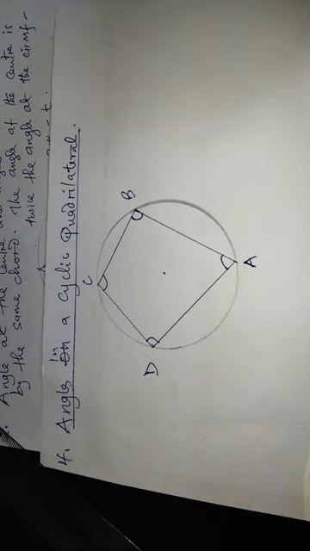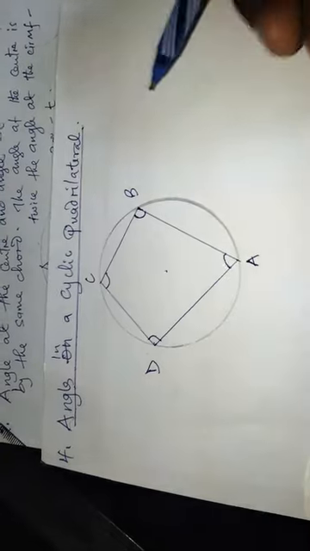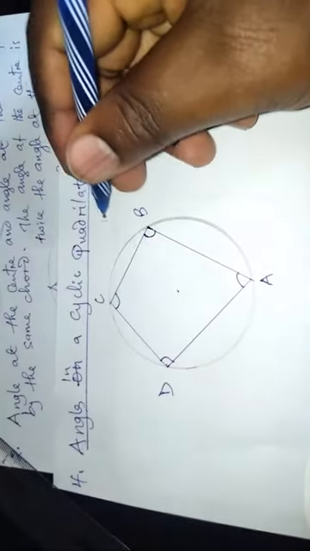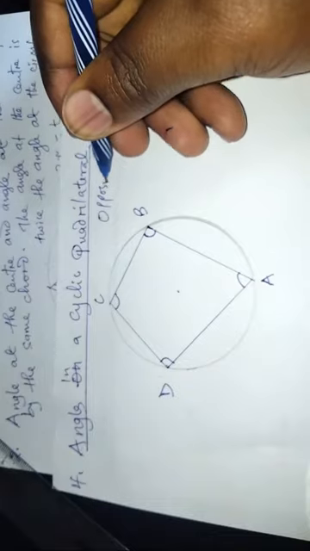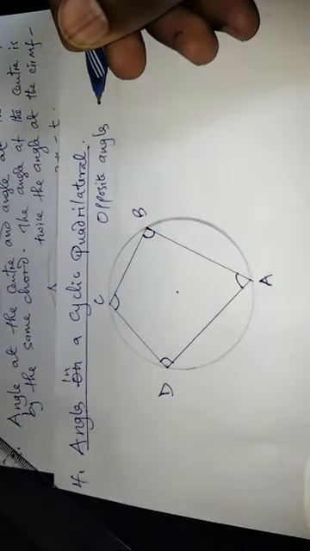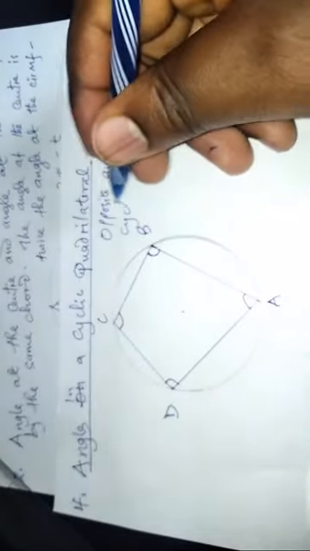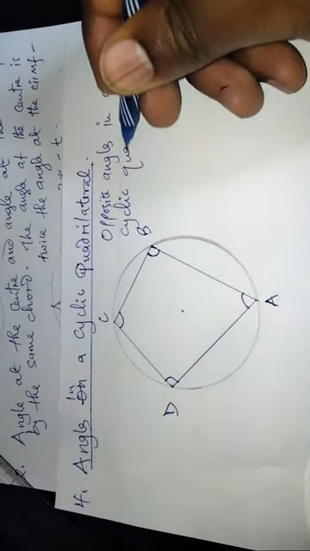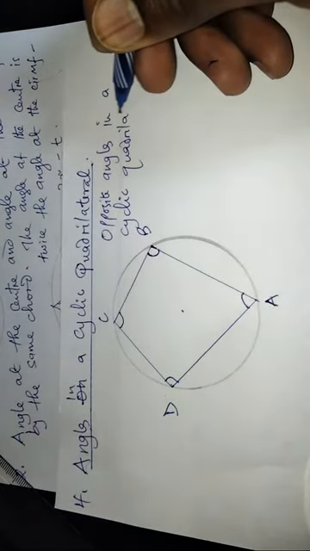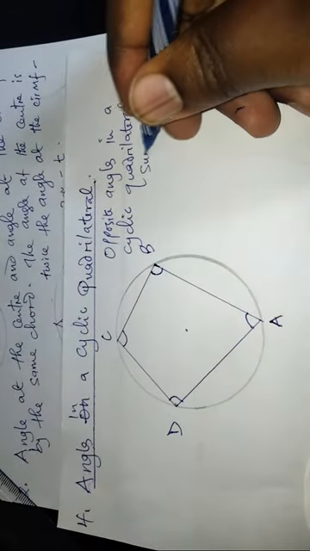Basically, because it's 4-sided, the angles at the end of the day will add up to 360. But the opposite ones are usually supplementary. So we say opposite angles in a cyclic quadrilateral are supplementary.